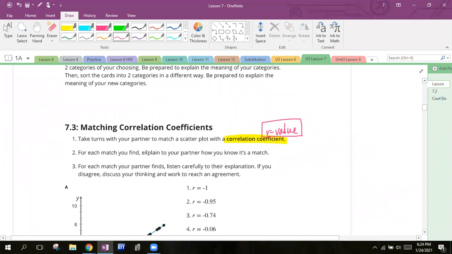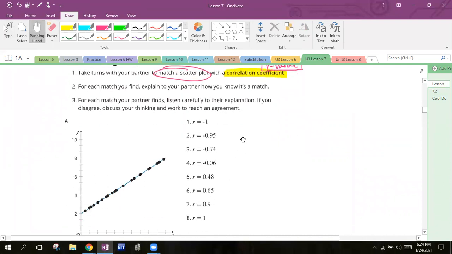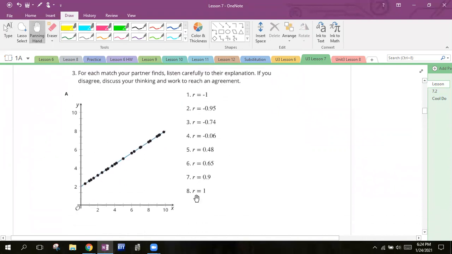It says for each match you find, explain to your partner how you know it's true. Obviously, you're not going to do that. And for each match, you're basically just matching them, okay? You can't do all the other steps. Okay, so here's all of our R values. We know that the closer it is to 1 or -1, the stronger.